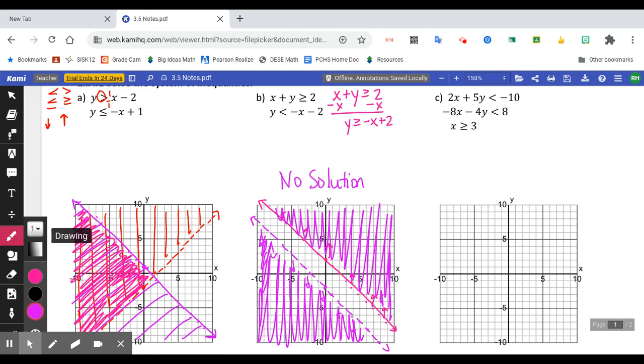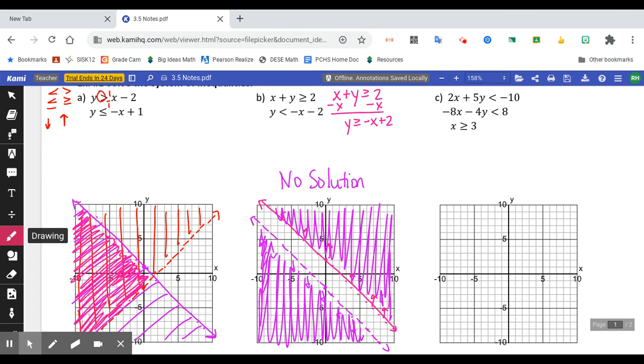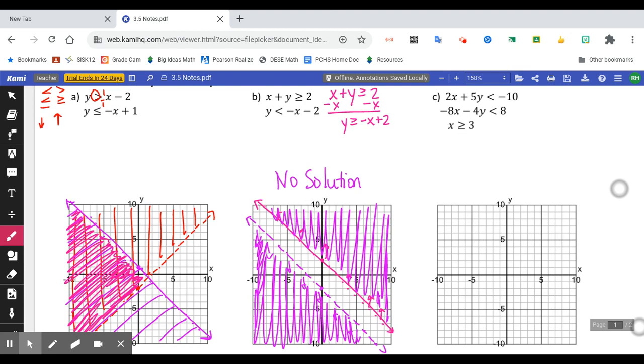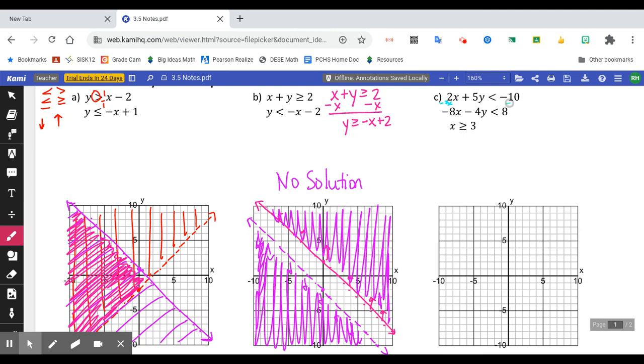For this one, we have 3 in our set. So to rewrite the first one, we're going to subtract 2x, so I have 5y is less than -2x minus 10. Divide by 5 gives me y is less than -2/5 x minus 2. Okay, so let's graph that one.